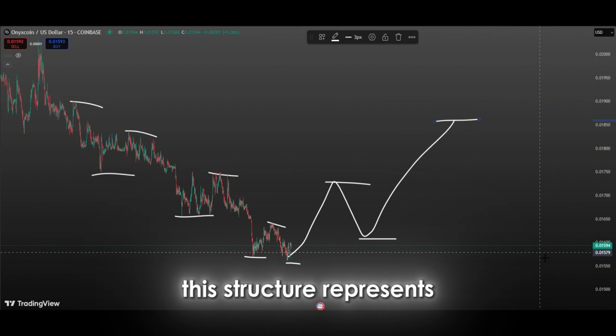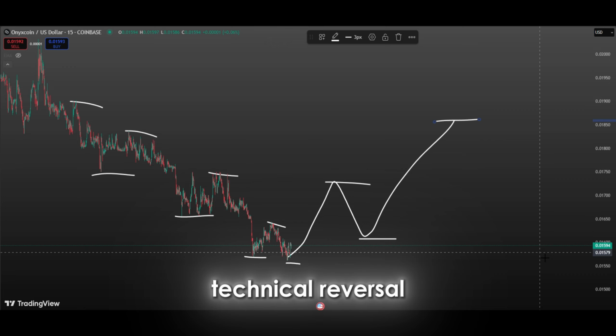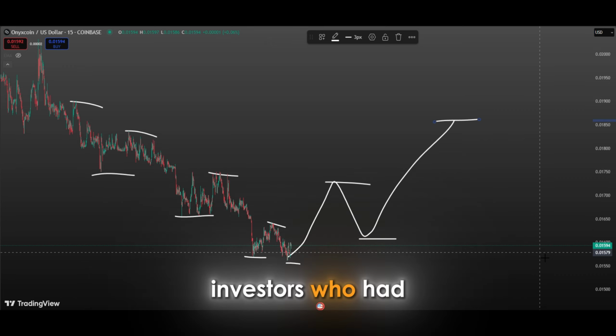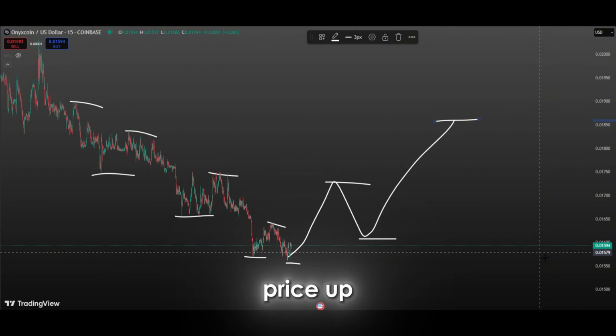The formation of this structure represents not only a technical reversal, but also a shift in the psychological balance of the market. Investors who had previously panicked on dips are now hesitant to sell because the declines are now limited. At the same time, new buyers recognize this structure and enter the market. The renewed strength in demand puts pressure on supply, which pushes the price up. Thus, the foundations for a new uptrend are laid.